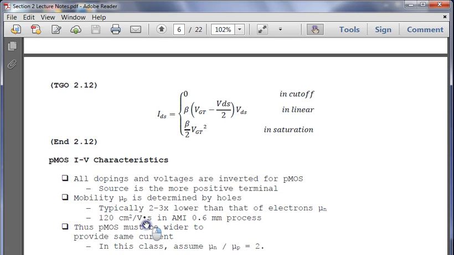So for the specific process, these are process dependent. In the case of the AMI 0.6 micron, 120 centimeters squared over volt-second. Therefore, P must be wider. In this class, we will assume, unless otherwise stated, that the mobility of your electrons over the mobility of your holes is equal to 2.